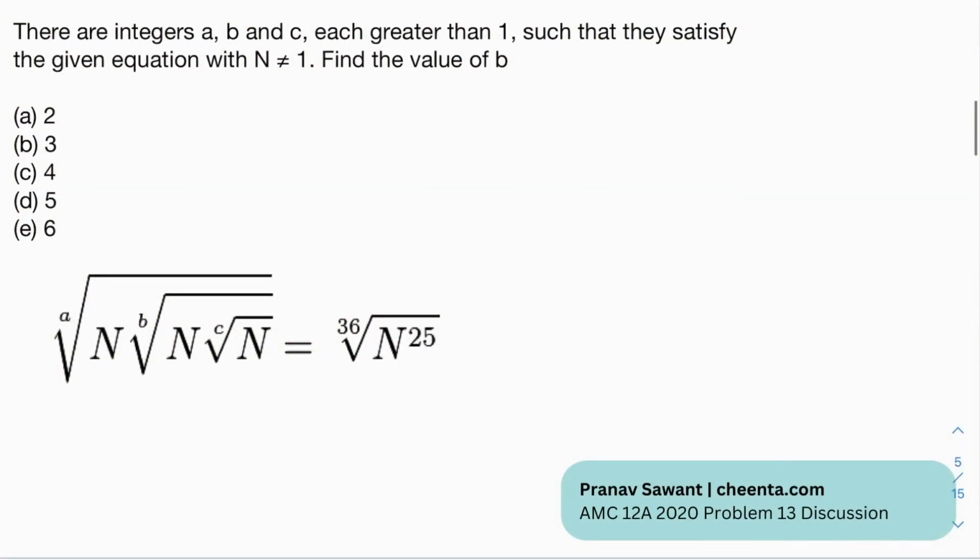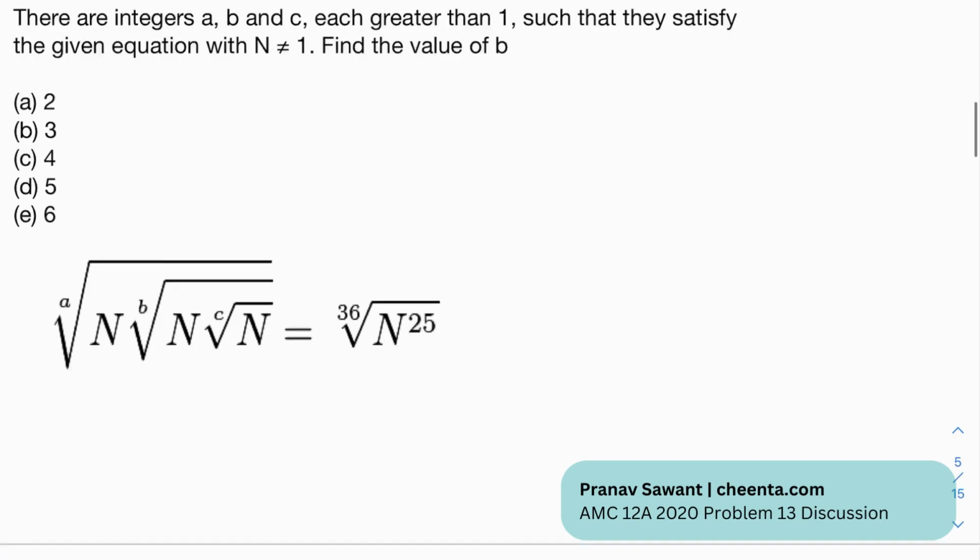So let's see what's given to us. We have 3 integers a, b, and c, each of them greater than 1, so that they satisfy the given equation with n not equal to 1. And then we need to find out the value of b, right? And this is the equation given.